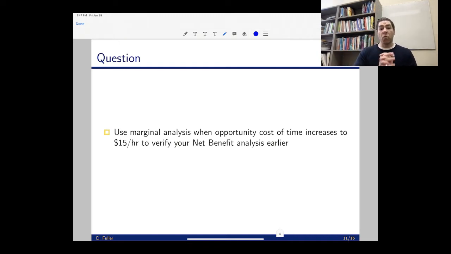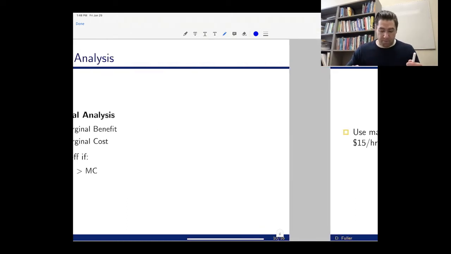Okay, so we did one example of marginal analysis where we verified that we can optimize by continuing to add one more of something as long as the marginal benefit exceeds the marginal cost. So what I thought we could do is go back to our example of renting the optimal apartment and see if we can apply marginal analysis to that. In this example, we're going back to the case when our opportunity cost of time was $15 an hour. And we'll see if we can verify our net benefit analysis from earlier.